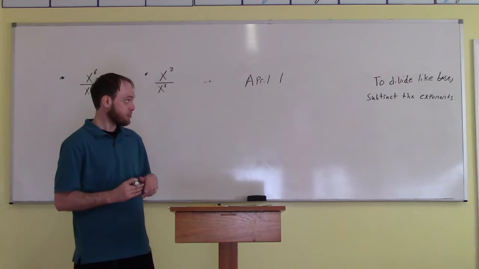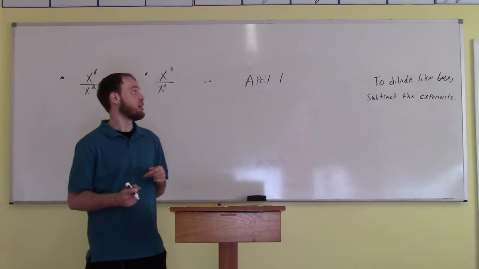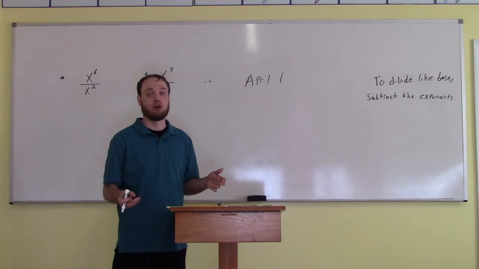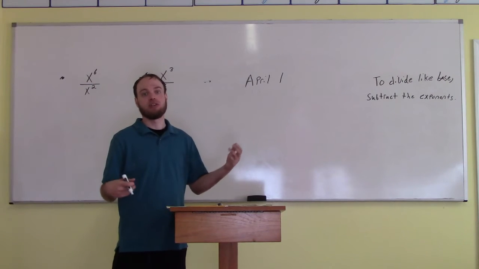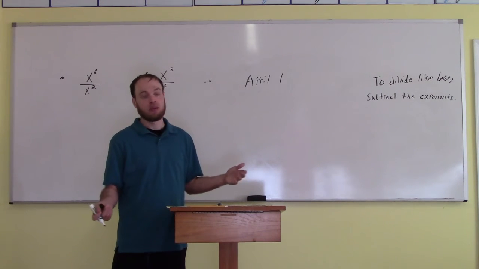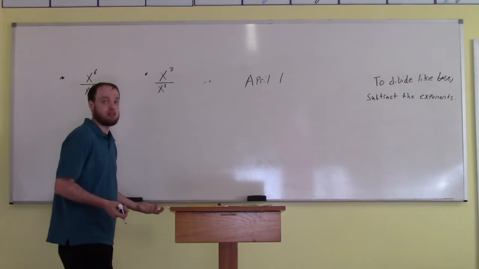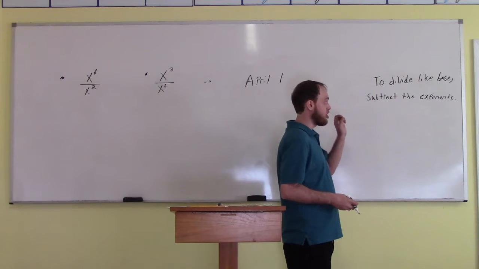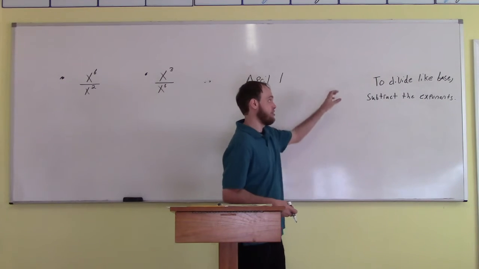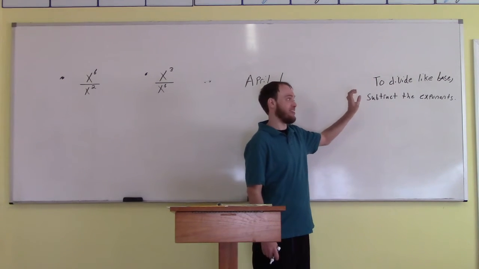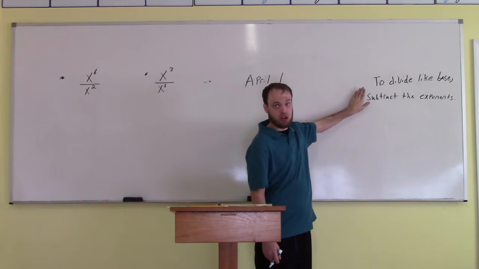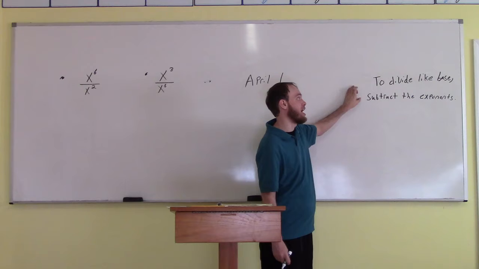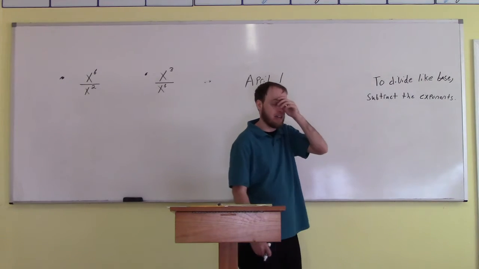Remember yesterday we did multiplication. When we multiply, we add the exponents. So what do you think we're going to do when we divide? We're going to subtract the exponents. To divide like bases, we're going to subtract the exponents. That's our definition, that's our rule, and that is basically the lesson. The rest of it is just going to be the actual working through of it. So to divide like bases, subtract the exponents.